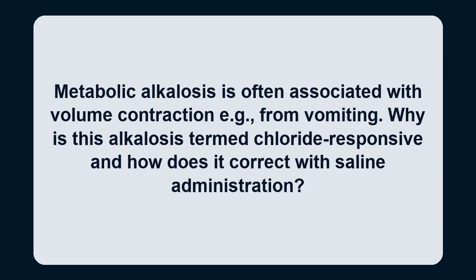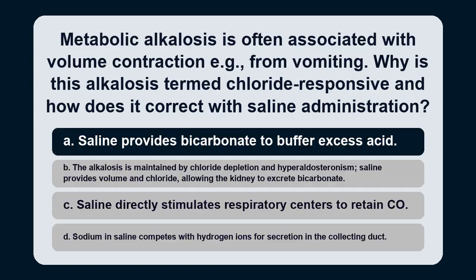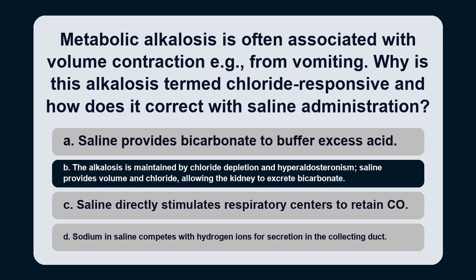Question 4. Metabolic alkalosis is often associated with volume contraction, e.g., from vomiting. Why is this alkalosis termed chloride responsive, and how does it correct with saline administration? Option A. Saline provides bicarbonate to buffer excess acid. Option B. The alkalosis is maintained by chloride depletion and hyperaldosteronism.